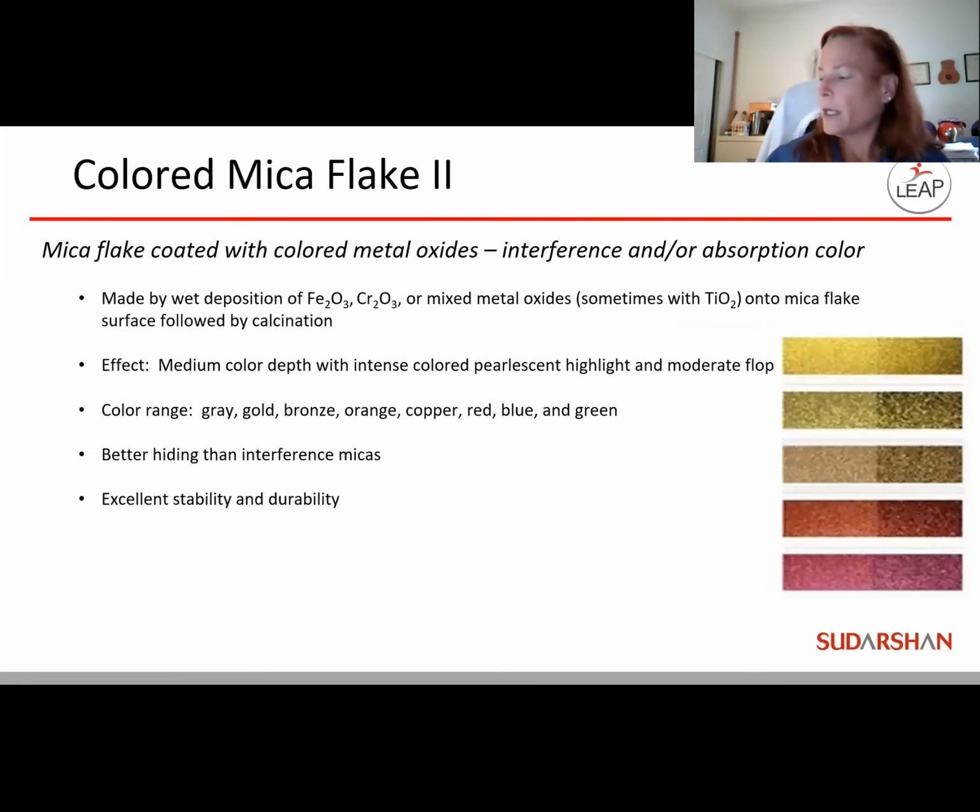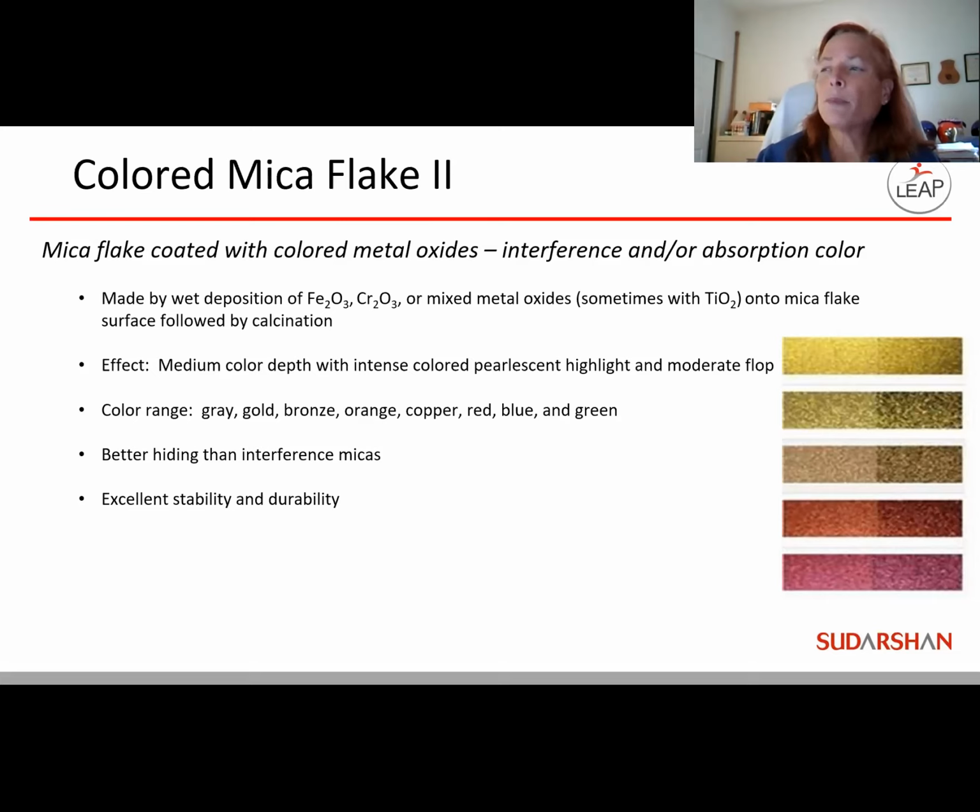The second class is with colored metal oxides being the metal oxide of choice. And they can be either interference or absorption or a combination of the two, depending on what is used for that metal oxide and or what combination of it. So typical metal oxides in this class are iron oxide and chromium oxide. Sometimes you'll see a mixed metal oxide put on the surface. And sometimes these might be mixed with TiO2 as well in two different layerings. The effect that you get is a medium color depth with intense colored highlight, a small amount of flop versus the interference that we just spoke about.